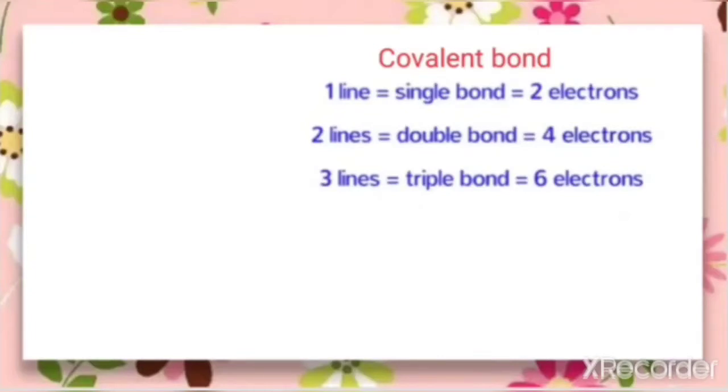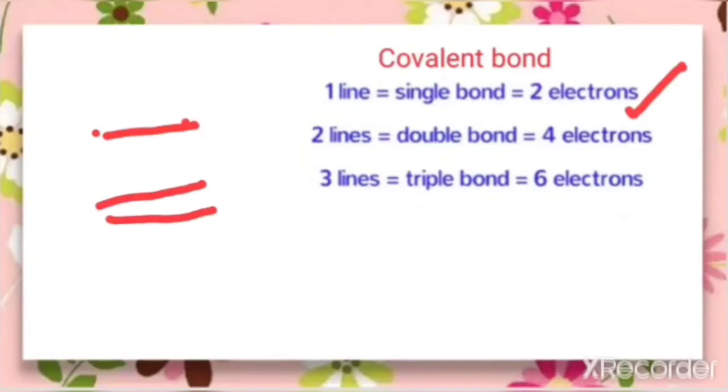Here, the electrons are shared between the atoms. That shared pair of electrons is represented by a bond. If there is a single bond, it means two electrons are involved. So a single line means a single bond, that means two electrons. If we make two lines, that represents a double bond, which has a total of 1, 2, 3, 4 electrons. Four electrons are involved in a double bond.